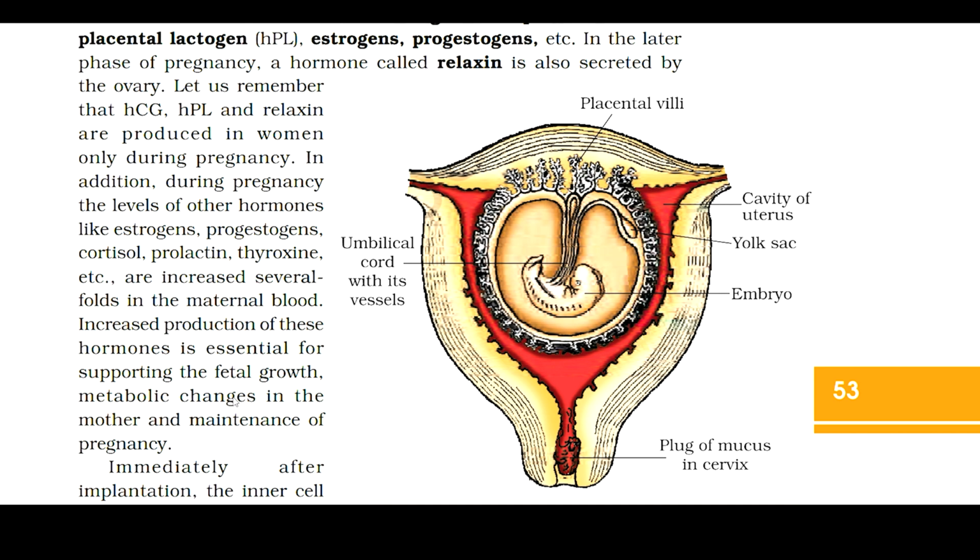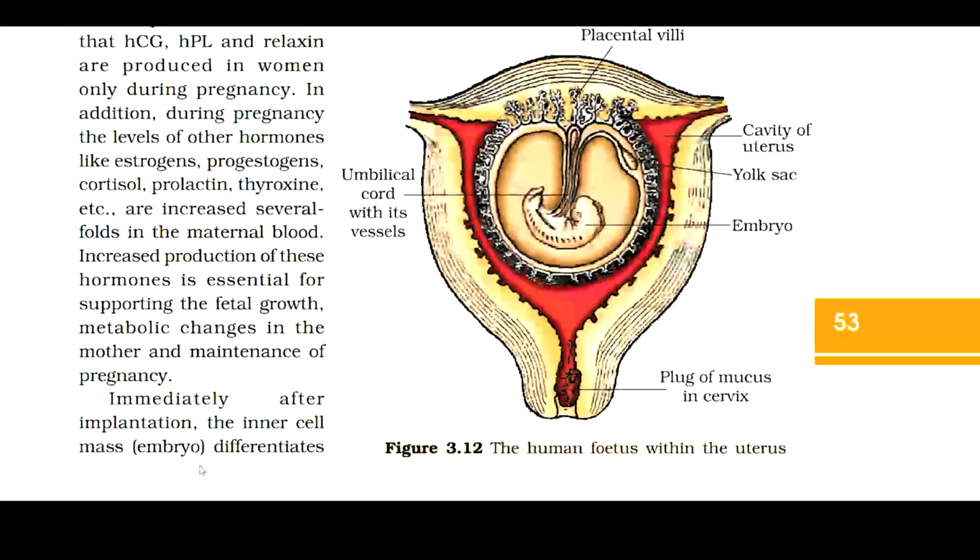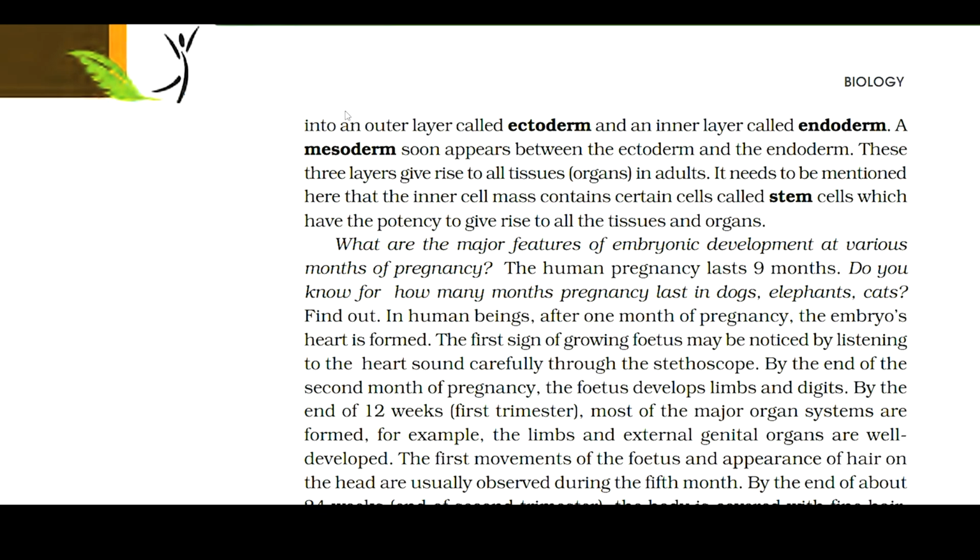Immediately after implantation, the inner cell mass, which is the embryo, differentiates into an outer layer called ectoderm and an inner layer called endoderm. A mesoderm soon appears between the ectoderm and endoderm. These three layers give rise to all tissues, which are the organs in adults. It needs to be mentioned here that the inner cell mass contains certain cells called stem cells, which have the potential to give rise to all the tissues and organs.